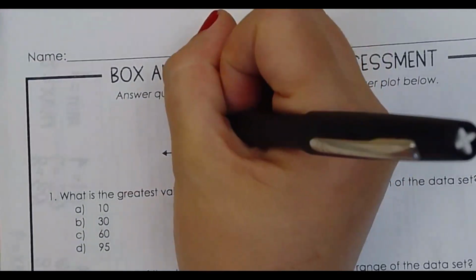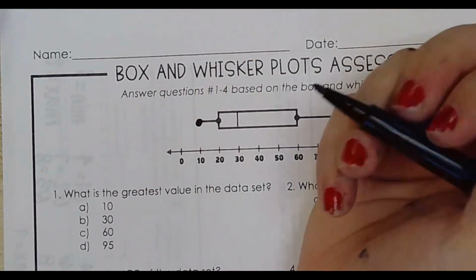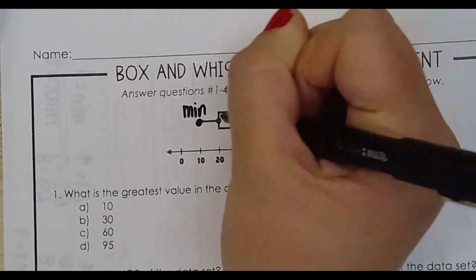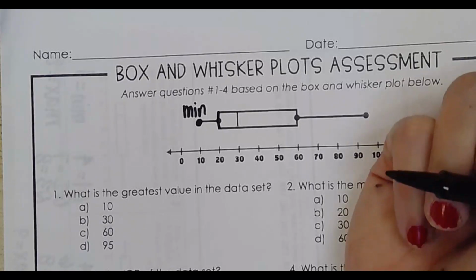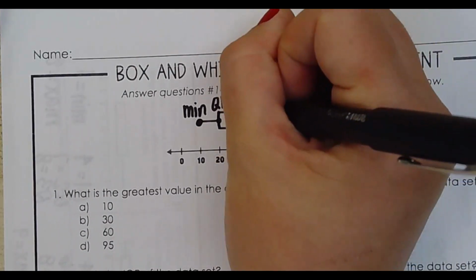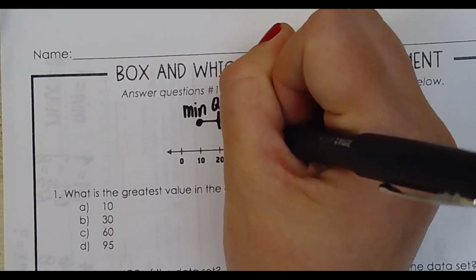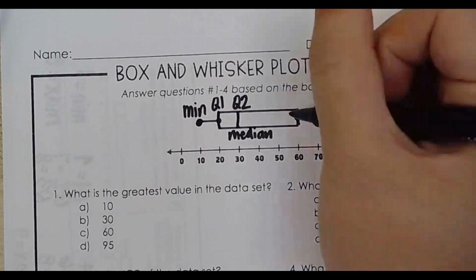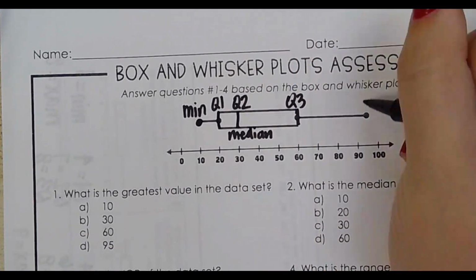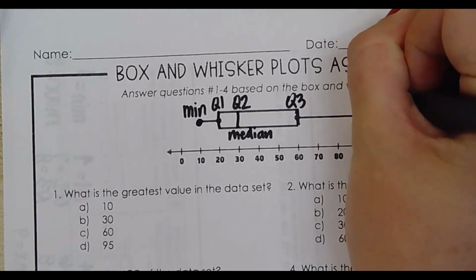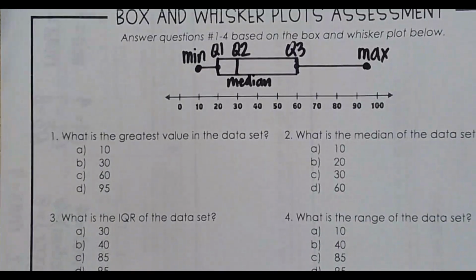Here's your reminder. What is this first little dot representing? The whisker. Okay, minimum. What is this first vertical line representing? Second vertical line representing median. All right, and then the third vertical line, and then my final dot, maximum.